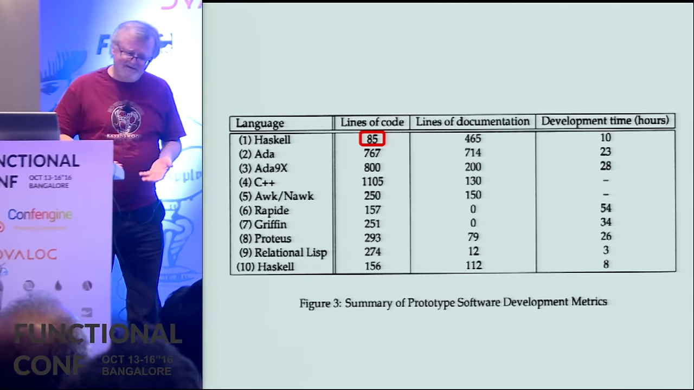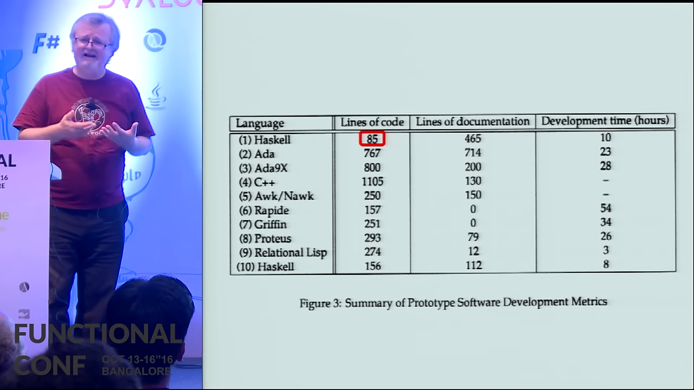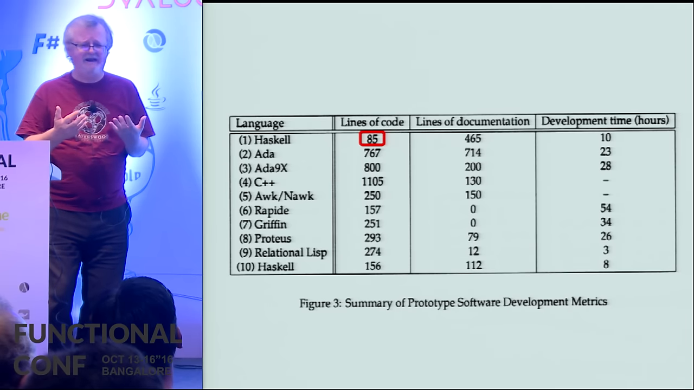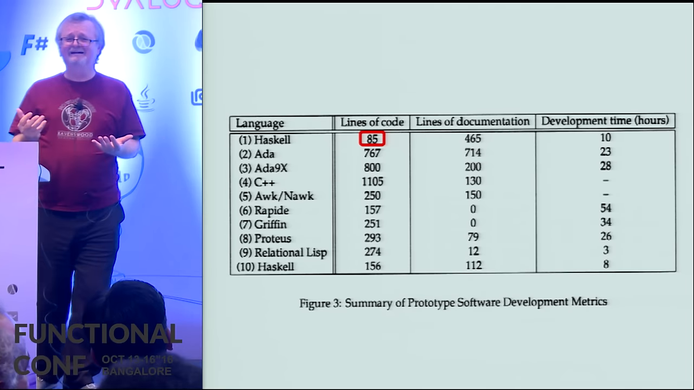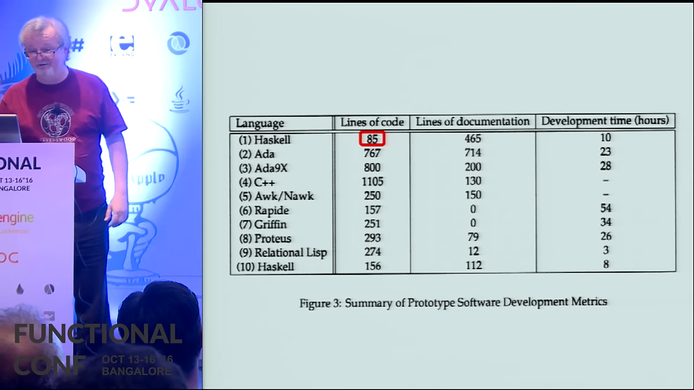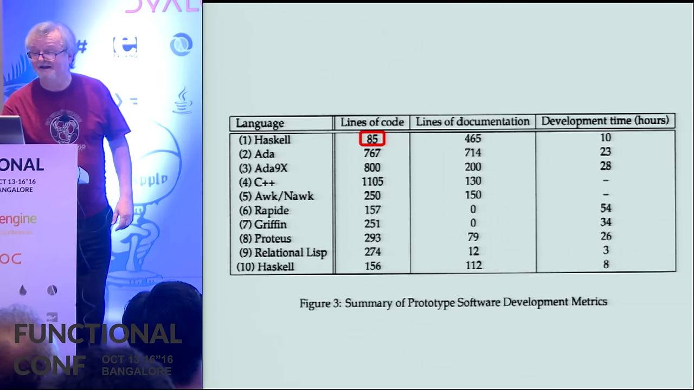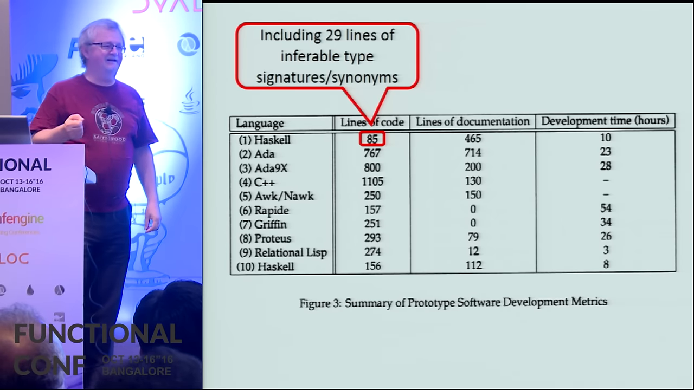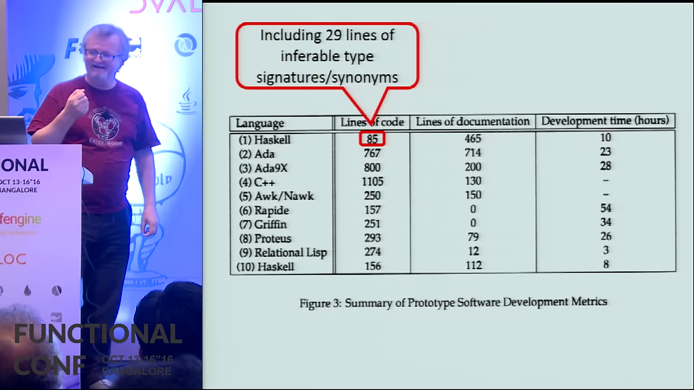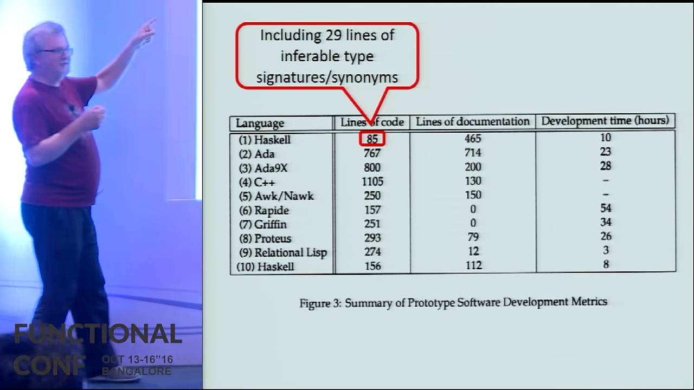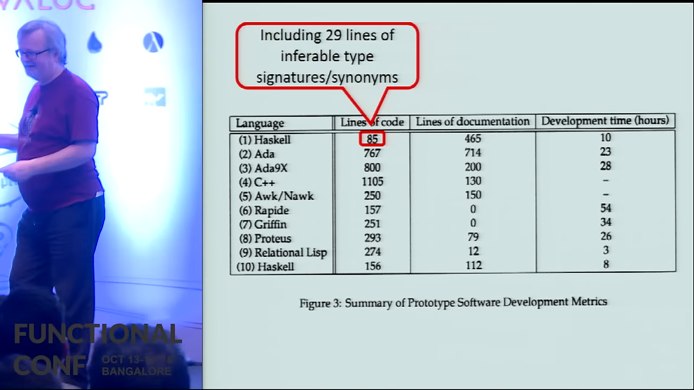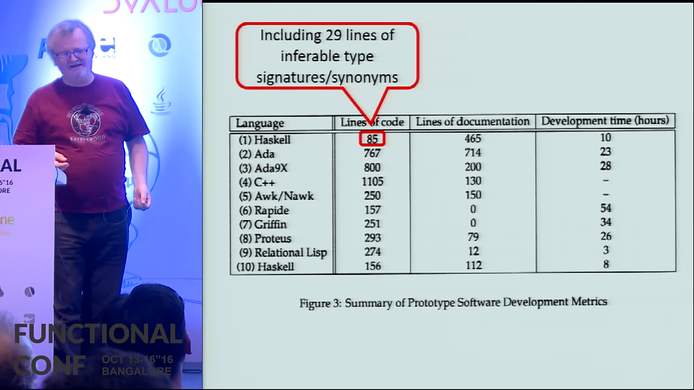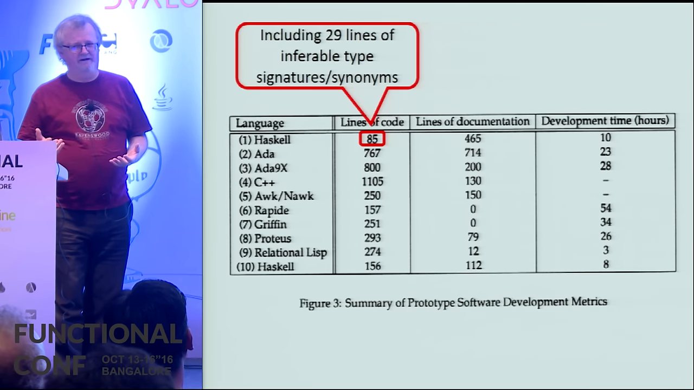Mark's did. In fact, when Mark's solution was submitted, the evaluators at first thought he hadn't solved the problem. He's just written down a specification. Where's the code? But it was actually executable. What I think is a real shame is that Mark had written 29 lines of type signatures and type synonyms that the type checker would have inferred by itself. So his solution could have been 29 lines smaller. So anyway, when these results came into the evaluators, they thought, there's something funny going on. They're cheating.